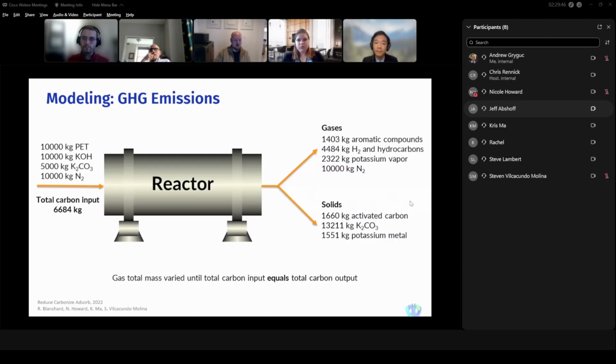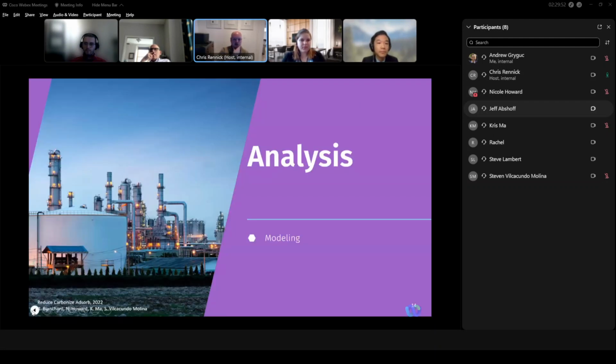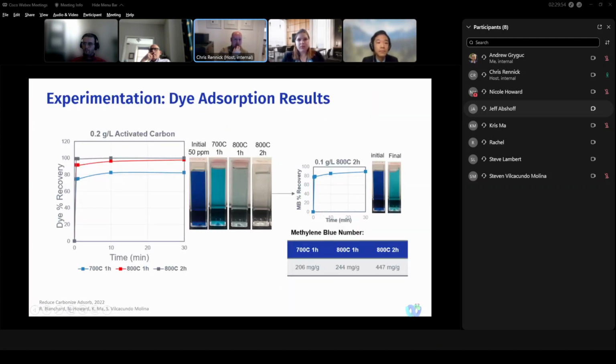Can you go back to the slide where you were showing the blue dye absorption testing? I just want to make sure that I understand what you're showing me. This is the problem when you get no chemical engineering people in the room. So with this, you were just trying to do an initial validation on the activated carbon, that it was basically working as activated carbon. Is that the point of this?